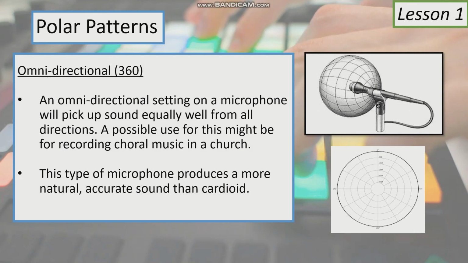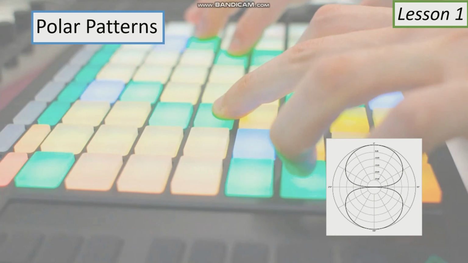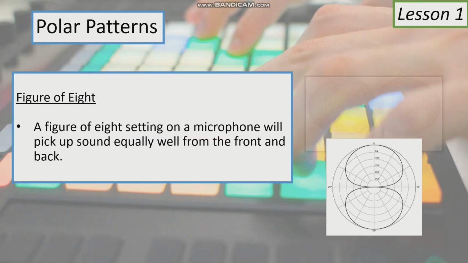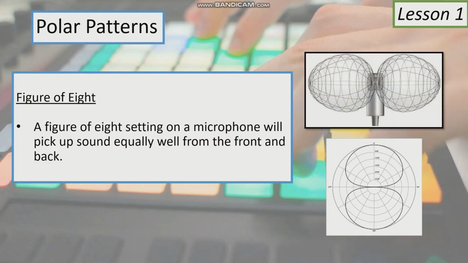And our last polar pattern is our figure of 8 polar pattern. Again, fairly easy to understand. Just think of the number 8 and you'll see how the microphone will pick up the sound using this polar pattern. So it's almost like you've separated it in half, and you will get a clear recording from either side of the microphone. This would be pretty useful if we were recording something like an interview with someone on one side of the microphone and someone on the other side of the microphone.